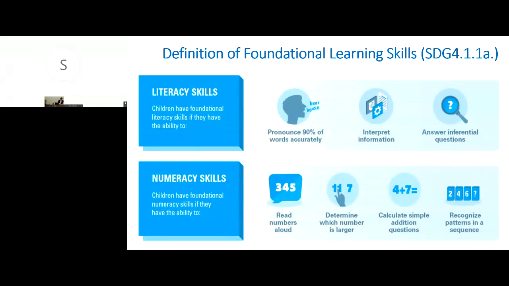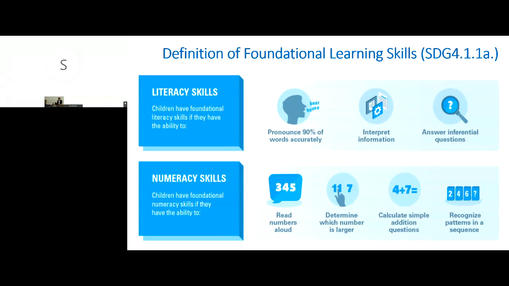Okay, now, before I show the final graph, I want to explain what we mean by learning. In the MICS survey, we have adapted a new module to measure foundational learning skills among children aged between 7 to 14. This is the SDG 4.1.1a indicator, when we report the foundational learning skills among children who are grade 2 and 3.